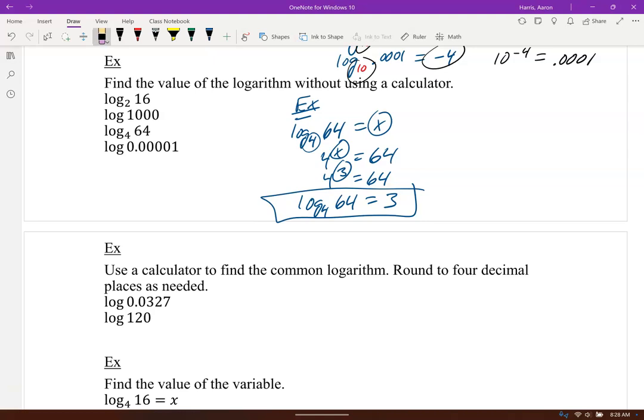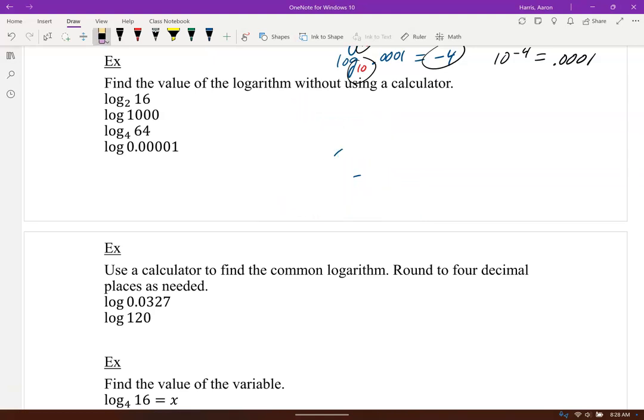And let's do this last one here. Set equal x. Notice they don't give us a base, so it's got to be base 10. Put in exponential form. 10 to the x equals 0.00001. And let me write that a different way. That is 10ths, 100ths, 1,000ths, 10,000ths, 100,000ths. So that is 1/100,000ths. That's 0.00001. So 10 to what is 1/100,000?